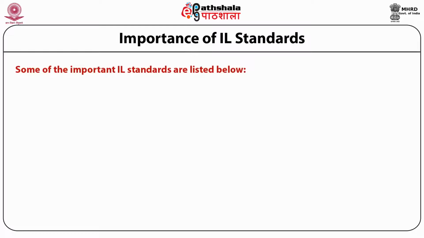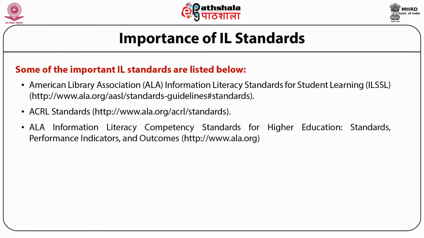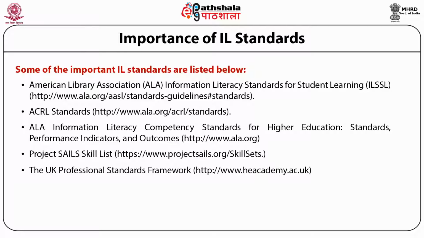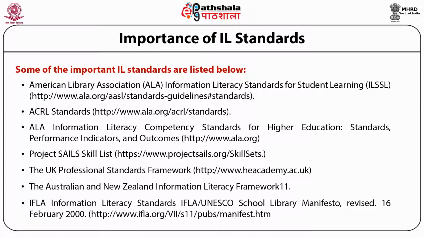Some of the important information literacy standards are the American Library Association Information Literacy Standards for Student Learning, ACRL Standards, ALA Information Literacy Competency Standards for Higher Education: Standards, Performance Indicators and Outcomes, Project SAILS Skills List, the UK Professional Standards Framework, the Australian and New Zealand Information Literacy Framework, and the IFLA Information Literacy Standards.